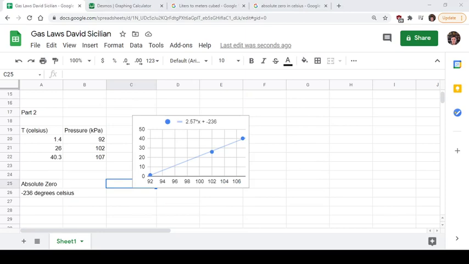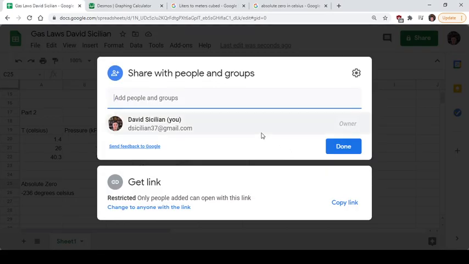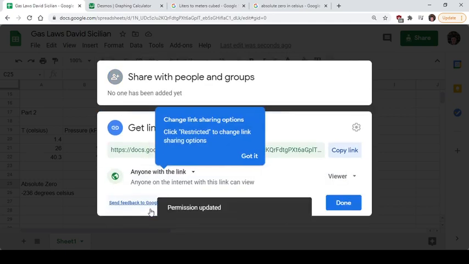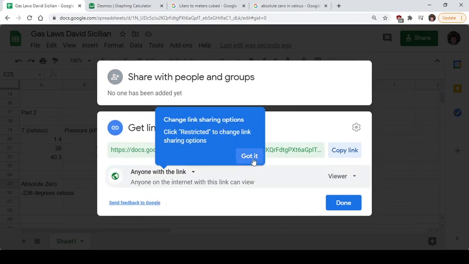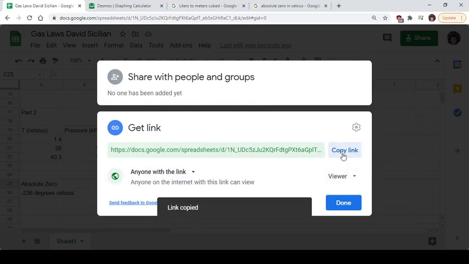So to submit this spreadsheet, make sure yours is titled with your name. Click up on the share button. So in the top right, you should see a share button. So click that. And right here, click on change to anyone with the link. So make sure you click that. So anyone with the link can view it. That means I'll be able to view it when you submit it. So hit got it. Then hit copy link.